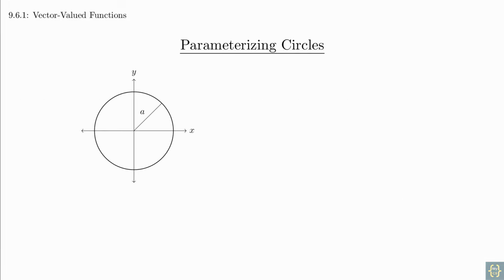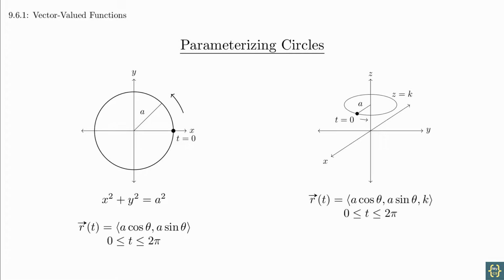The most common two-variable parametrization of a circle of radius a is r of t equals <a cosine t, a sine t>, for t between 0 and 2 pi. This travels once around the circle, starting from the positive x-axis and moving in the counterclockwise direction. Although this is a two-dimensional curve, it can be converted into a three-dimensional curve in several ways. For example, if we picked a fixed z value, such as k, then we would be plotting the circle of radius a at height k.